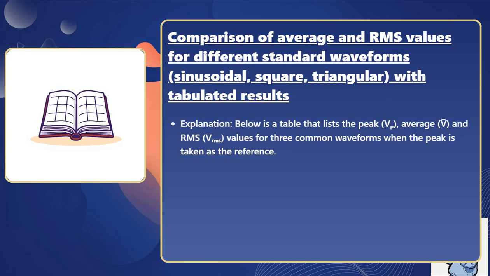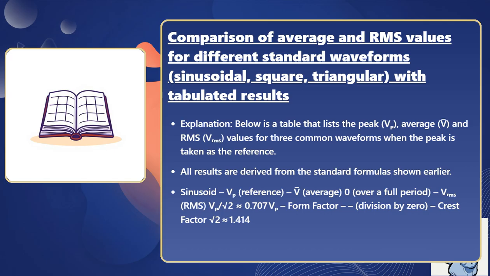Explanation. Below is a table that lists the peak, V sub P, average, V bar, and RMS, V sub RMS, values for three common waveforms when the peak is taken as the reference. All results are derived from the standard formulas shown earlier. Sinusoid, V sub P reference: average voltage V bar is 0 over a full period. RMS voltage is V sub P divided by the square root of 2, approximately 0.707 V sub P. The form factor is undefined because of division by 0. The crest factor is the square root of 2, approximately 1.414.